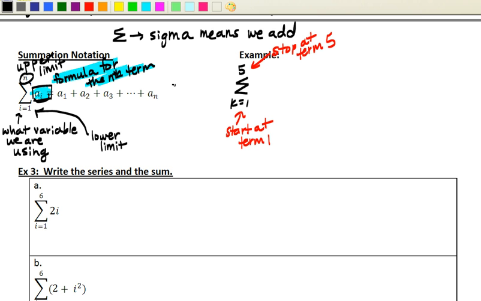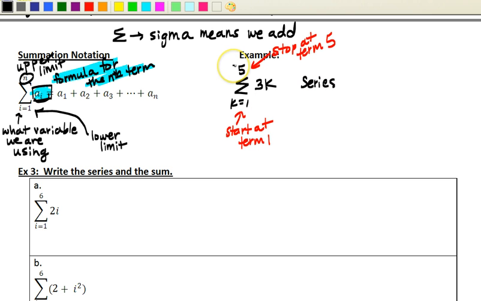Alright, let me give you the rest of my example. The rest of my example is, right next to my sigma, I have my formula is 3k. And my variable right now is k. Okay, so here's what this means. If it says I'm going to evaluate, and we're going to write the series and the sum, so the series is going to be me finding my terms from 1 through 5.